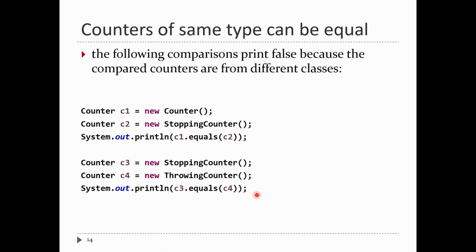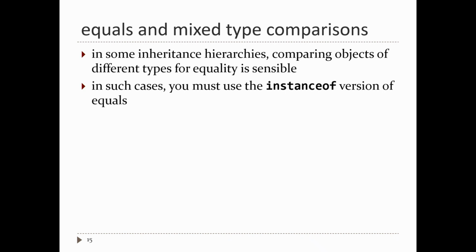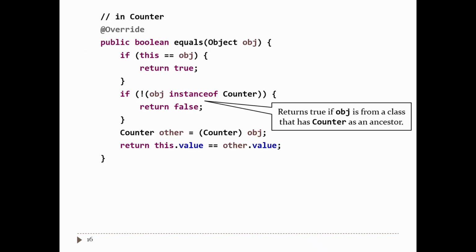And the same is true down here. If the two counters have different types, equals will return false, because the getClass version of equals says the two objects don't have the same type. We would like these comparisons to work. There's nothing different about these counters other than that they behave differently when you get to max value. So we'd like to be able to compare all these counters by their value. So here we have to use the instanceof version of equals.